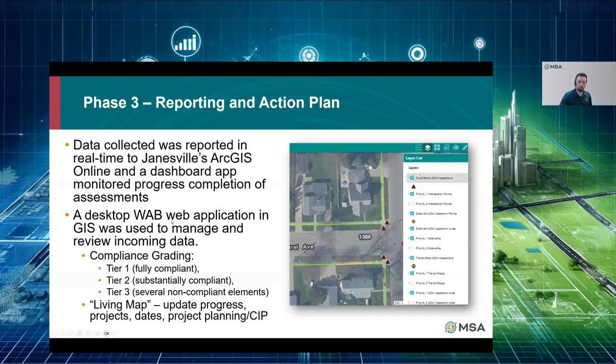So we're using also a web application, Web AppBuilder, and GIS to manage this for those office folks who are doing some of that review and QC on the data. That compliance grading I had mentioned was categorized as 3 tiers, and this was that automation we had hooked to those inspections. So tier 1 being a fully compliant curb ramp, for example, tier 2 being substantially compliant, tier 3 having several non-compliant elements to help them further break that down.